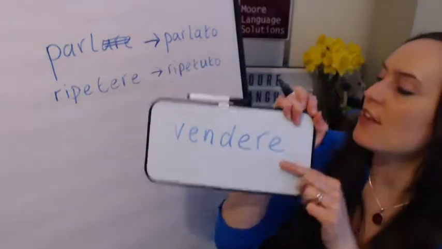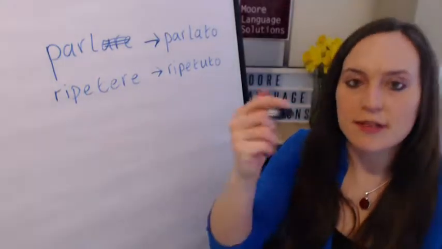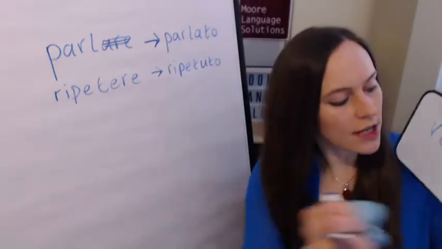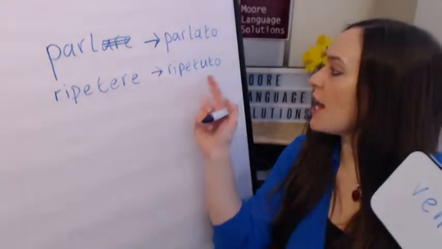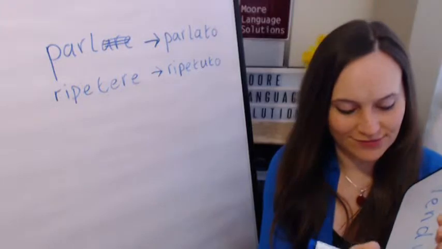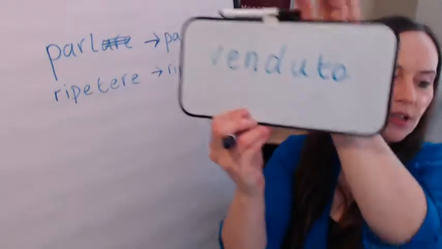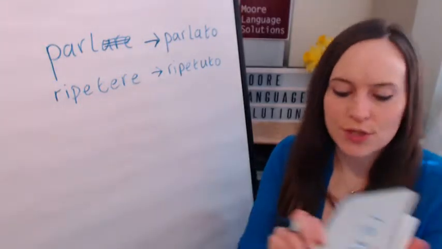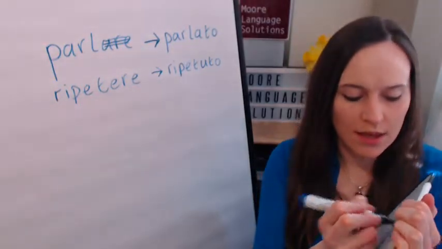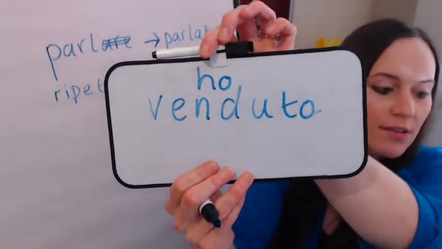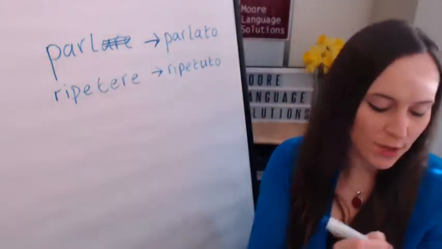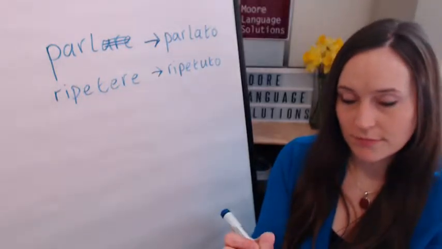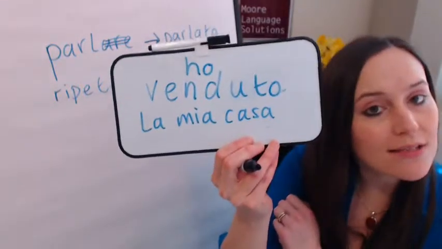Vendere is to sell. So in the past participle, you would take off the ERE and you would add uto. And then, if you want to say I sold or I have sold, you just pop in the present tense of avere. Ho venduto, and then you can add whatever it is you sold. La mia casa.